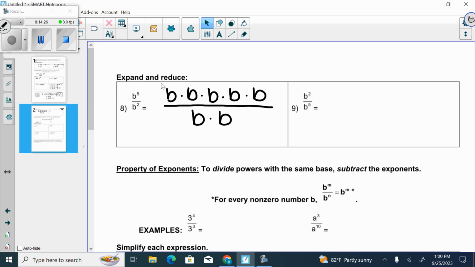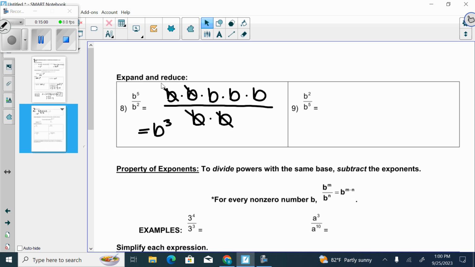Remember, whenever we have something in the top of a fraction and the bottom of a fraction, what happens to it if they match? They cancel out, right? So this B and this B could cancel out, and this B and this B could cancel out. So how many B's are we left with in the top there? 3. And did we have any left in the bottom? No. So nothing left in the bottom, just B to the 3rd.